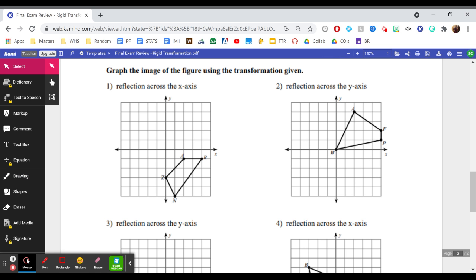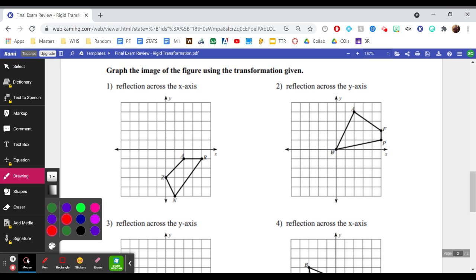Okay, so this next part involves reflections. We're going to do problem number 2, and problem number 2 says reflect across the y-axis. So it is asking us to reflect the figure across the y-axis. The first thing that I like to do here is identify the line of reflection. Since it's the y-axis, I know that the y-axis is this one here. So that is the line of reflection, and that's where I'm going to reflect my figure.